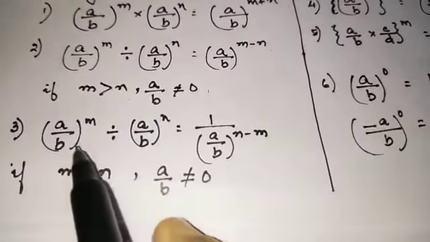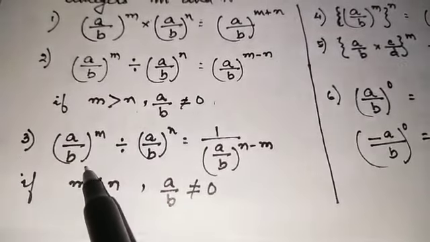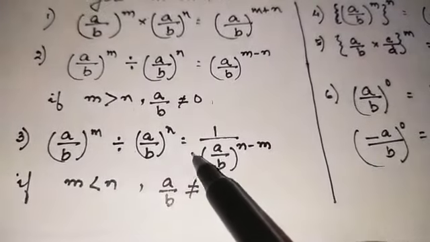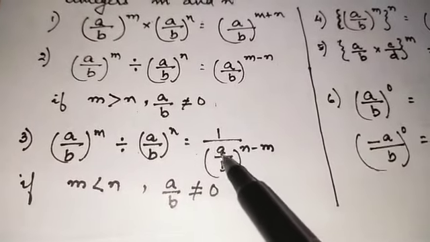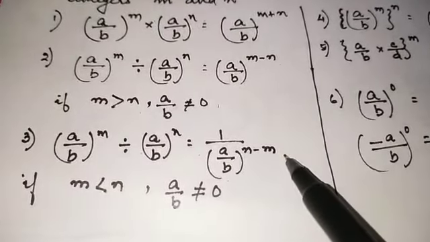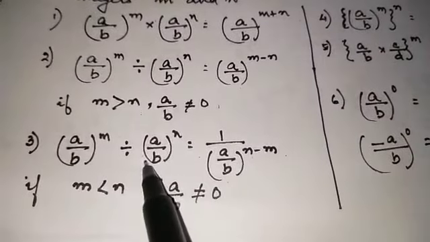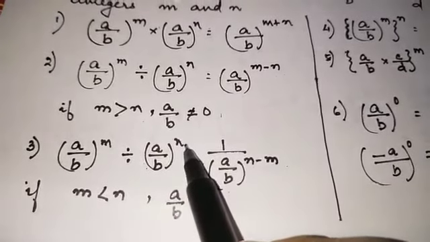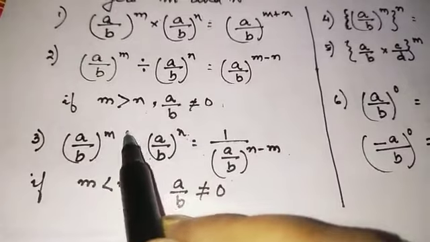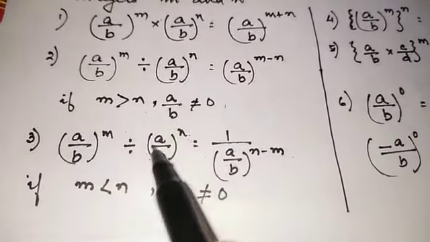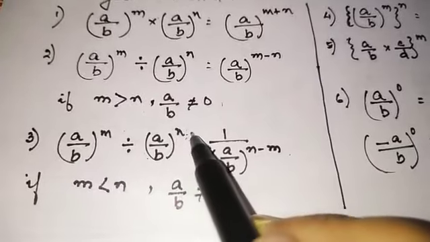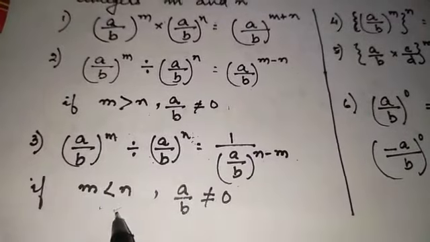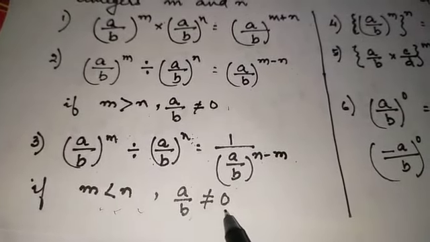The third law for a rational number: (a by b) to the power m divided by (a by b) to the power n is equal to 1 by (a by b) to the power n minus m. When is it n minus m? When the power of the denominator is greater than the power of the numerator. That is the second case, whatever is after the division sign, if that power is greater than the numerator's power. That is, m is less than n and a by b is not equal to 0.